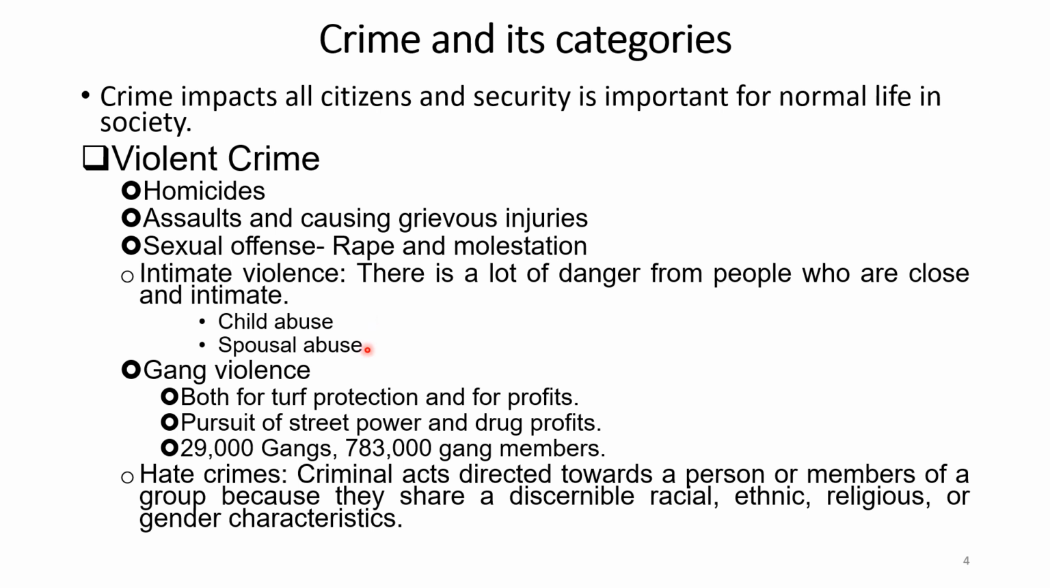Domestic violence is also a common crime in the United States. Gang violence is a problem faced by many urban societies. Gang violence occurs for turf protection or for protecting profits made from criminal activities such as drug trade, arms trade, or human trafficking. In the United States, there are approximately 29,000 gangs functioning at any point of time with a large number of gang members. Operation of gangs in society has a significant impact on increasing crimes in society.